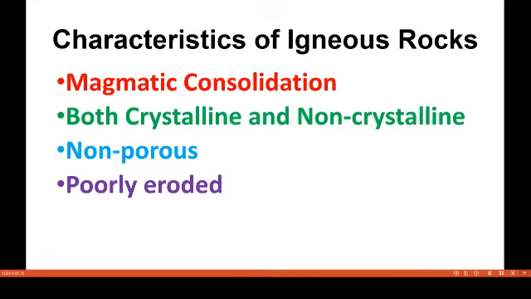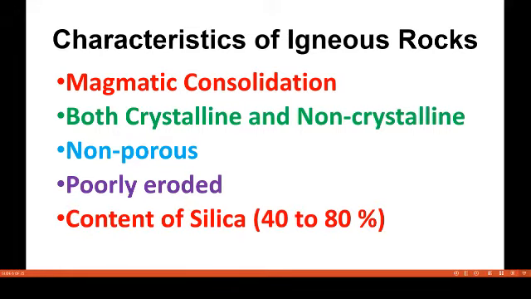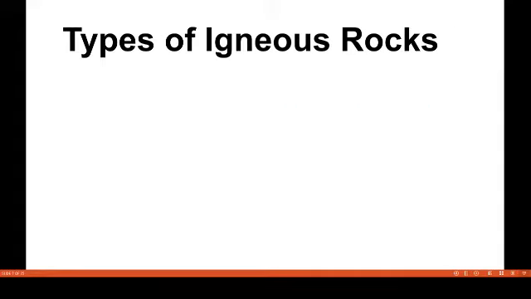Since igneous rocks are very hard, they are not easy to erode. You require a lot of time and different weather conditions to erode an igneous rock. All the igneous rocks contain high silica. It ranges between 40% to 80%. These are very important characteristics of igneous rocks, which are found in different parts of the world.